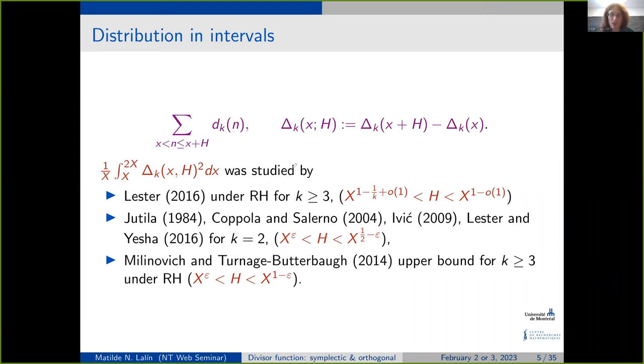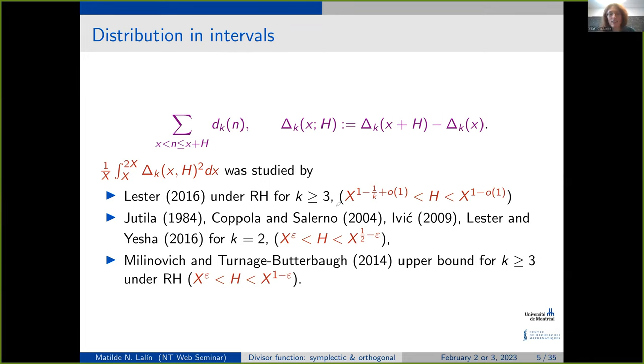So I just mention names here, and I give you a statement that is written in a more general form because it's in the context of a conjecture in the next slide. So there are results of Lester under RH for k greater or equal than 3 for relatively wide intervals. So here h is bigger than x to the 1 minus 1 over k. So this would be considered a relatively wide interval.